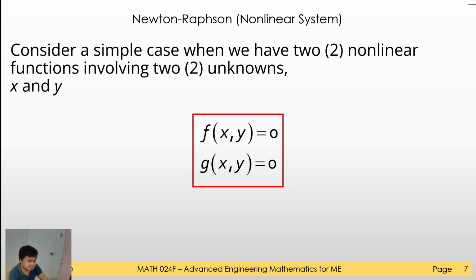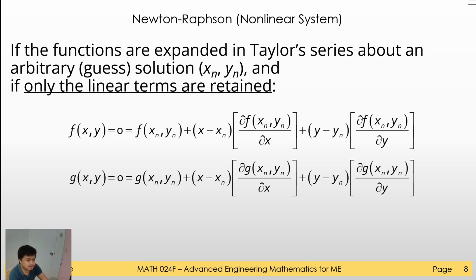So we can approximate the closest solution using the first two terms of the Taylor series expansion. You have this f of x and y. Notice your first function is f of x and y, and your second function is g of x and y. Equating these to zero and truncating the Taylor series into two terms, we have this now.